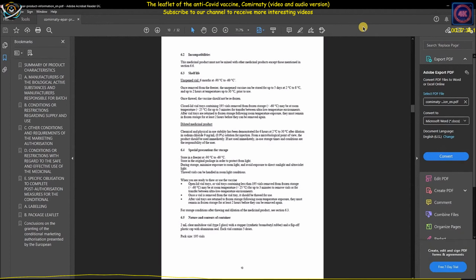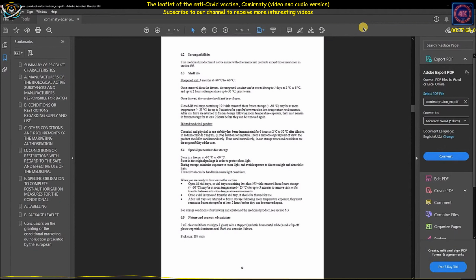6.2 Incompatibilities. This medicinal product must not be mixed with other medicinal products except those mentioned in Section 6.6. 6.3 Shelf life. Unopened vial, 6 months at -90 degrees Celsius to -60 degrees Celsius. Once removed from the freezer, the unopened vaccine can be stored for up to 5 days at 2 degrees Celsius to 8 degrees Celsius, and up to 2 hours at temperatures up to 30 degrees Celsius, prior to use. Once thawed, the vaccine should not be refrozen.